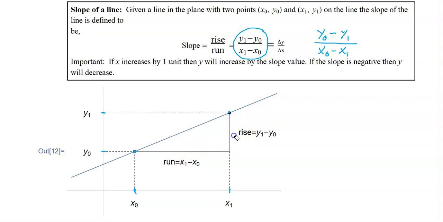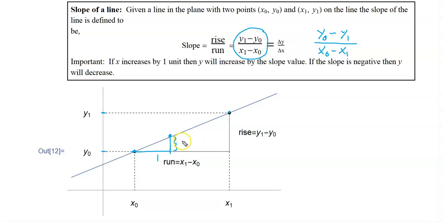also note that if we are sitting at this point right here, and if x only increases by 1 unit, say that distance is 1, then the y value will increase by the slope value.